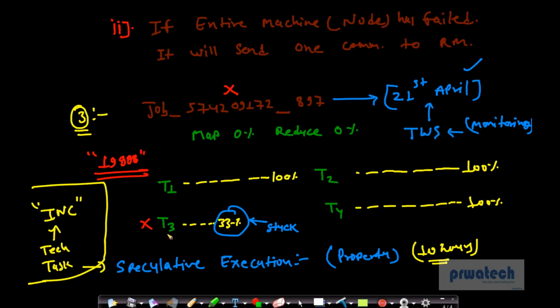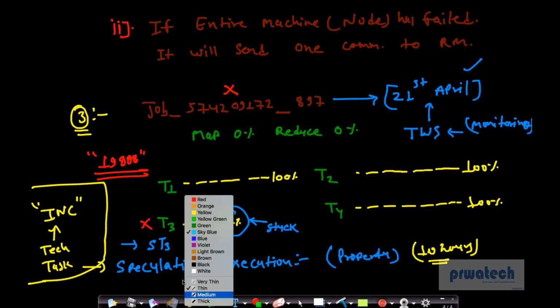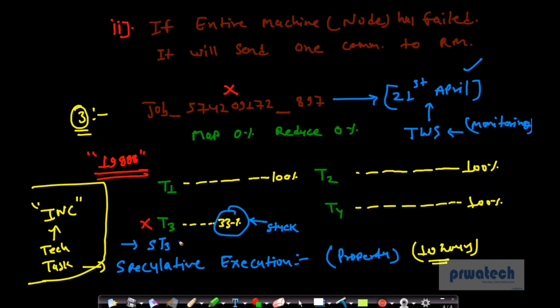So if T3 has been stuck at 33% for the last 10 hours, it launches one speculative task, which is ST3. And will ST3 start from 34%, or what? It will start from 0%.